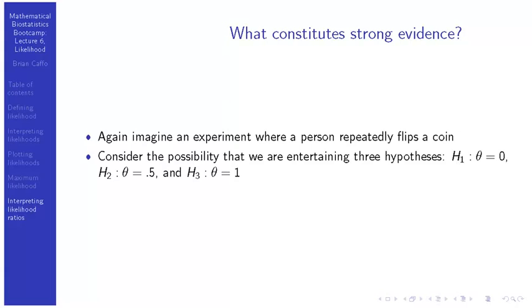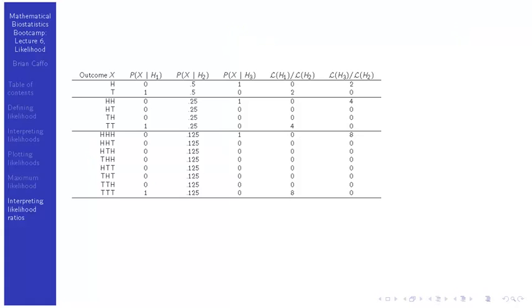So imagine an experiment where a person is considering 3 possible hypotheses with coin flipping. The coin has tails on both sides, in other words, theta equals 0. The coin is fair, theta equals 0.5, versus the coin has heads on both sides, theta equals 1. So here we have hypothesis 1, hypothesis 2, and hypothesis 3. And now I have this table for the possible outcomes.